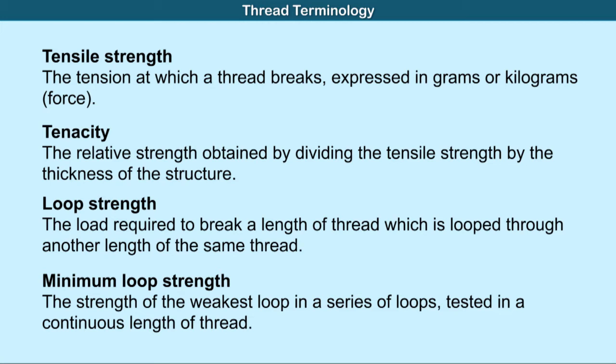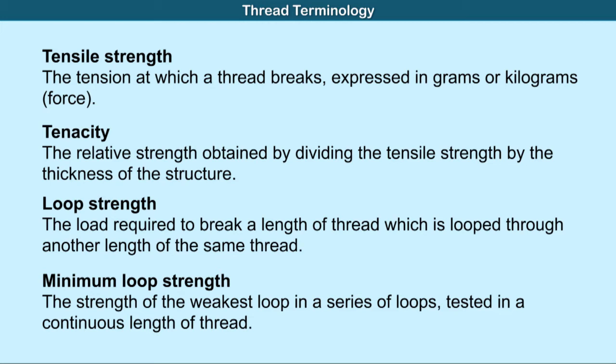First is known as tensile strength. Tensile strength is the tension at which a thread breaks. It is expressed in grams or kilograms. It is force. Tenacity. Tenacity is relative strength obtained by dividing the tensile strength by the thickness of the structure.